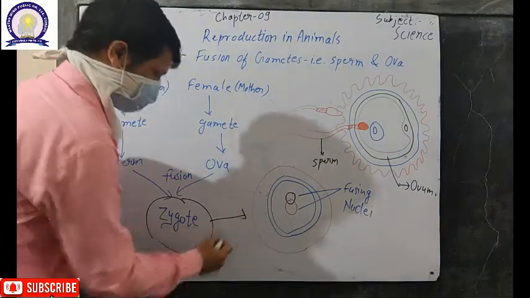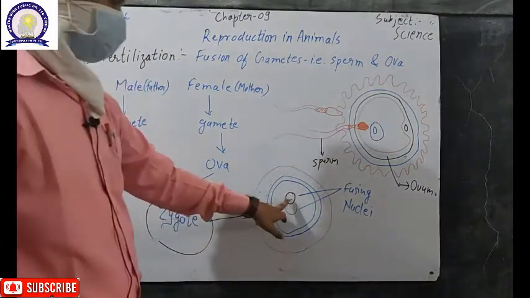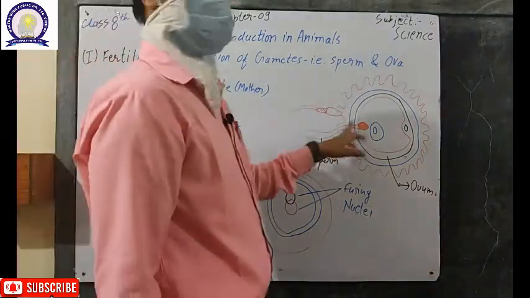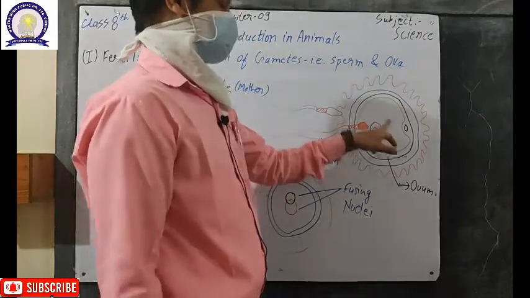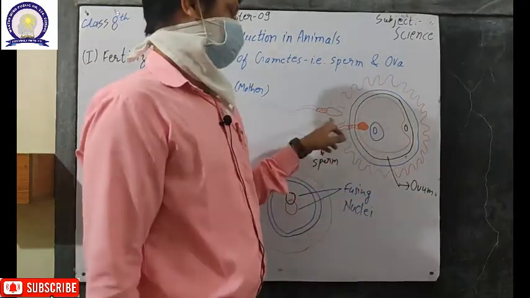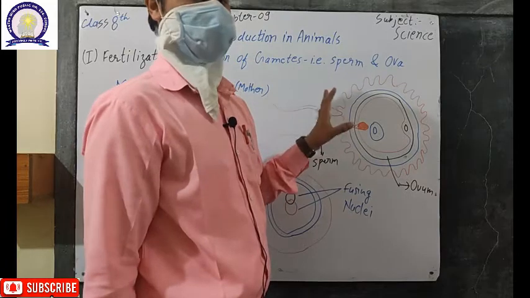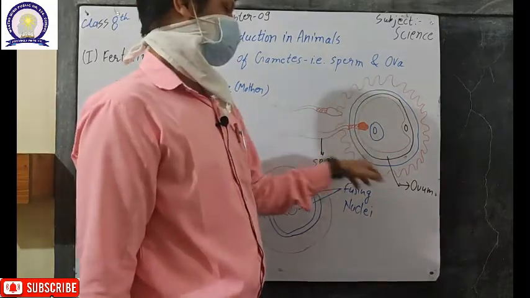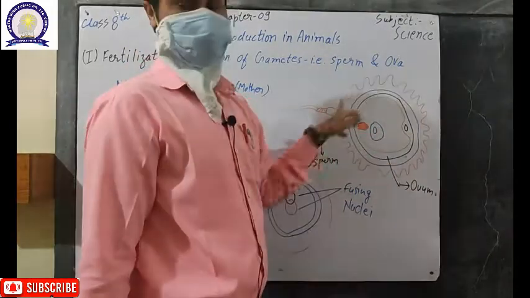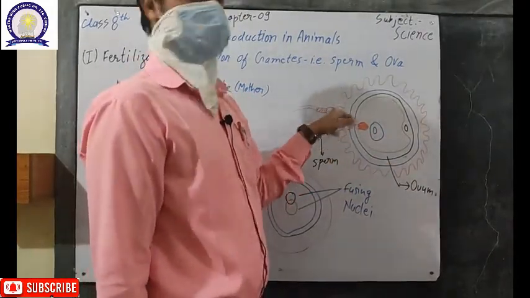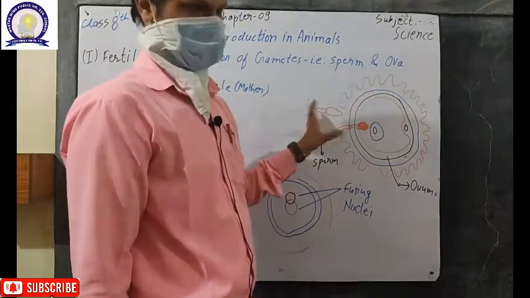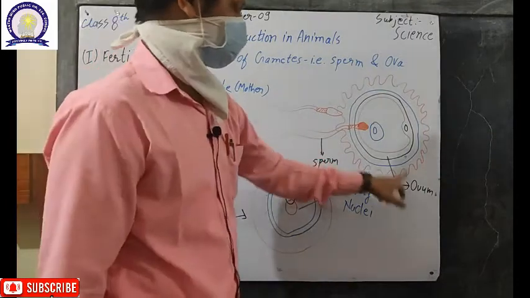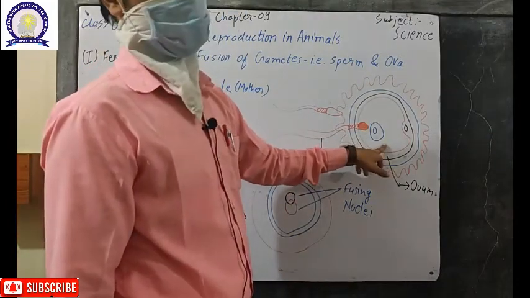Here is a diagram of the zygote. During fertilization, one of the sperm from the male approaches the ovum and fuses with it. Why am I saying one of the sperm? Because after one sperm has fused, the ovum is covered by a special type of cell layer which prevents further sperm from contacting it. So here the sperm approaches the ovum and the fertilization process takes place.